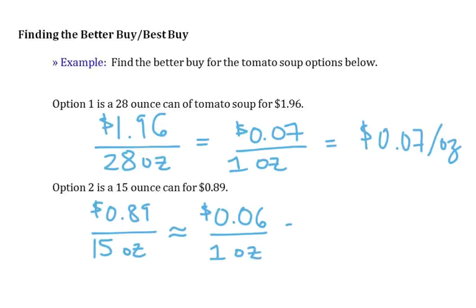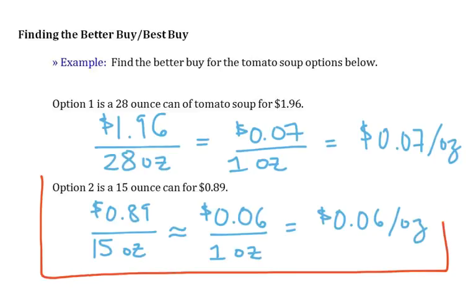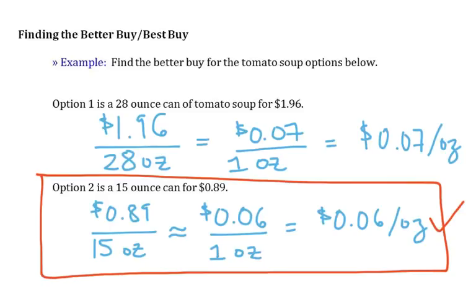And so I'll just go ahead and write it again kind of sideways like you might see it on a grocery store tag. So if I asked which is the better buy here, we're going to say option 2 is definitely a slightly better buy because you're paying 6 cents per 1 ounce rather than 7 cents per 1 ounce. So that's a great application of rates.